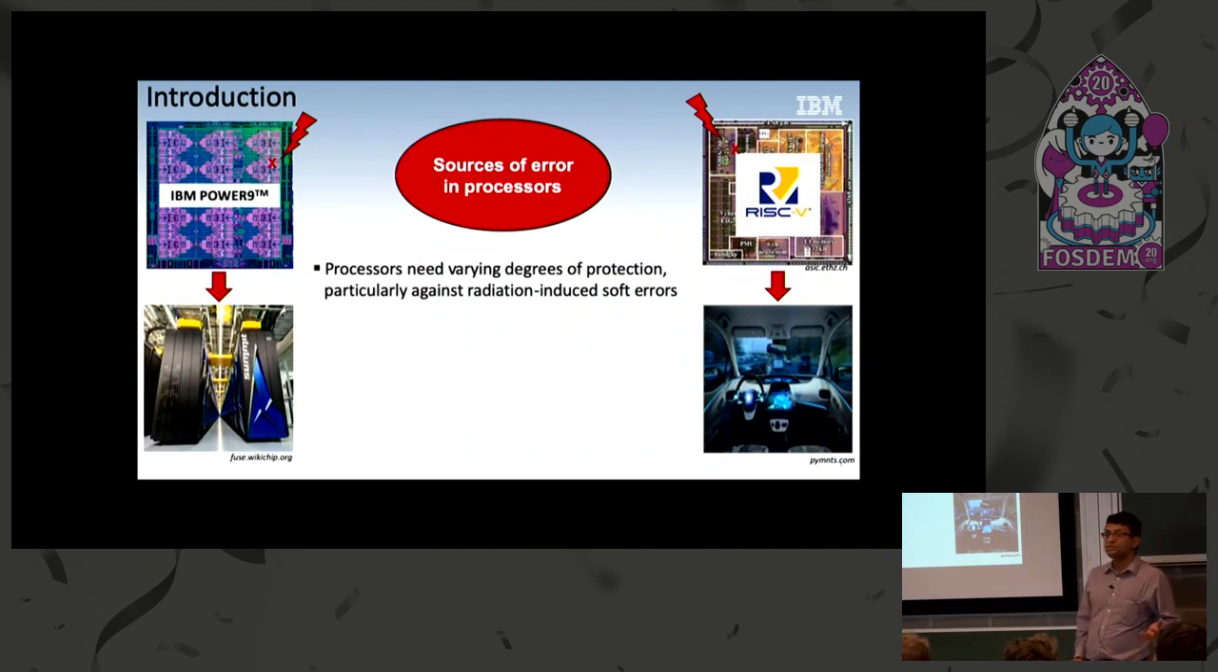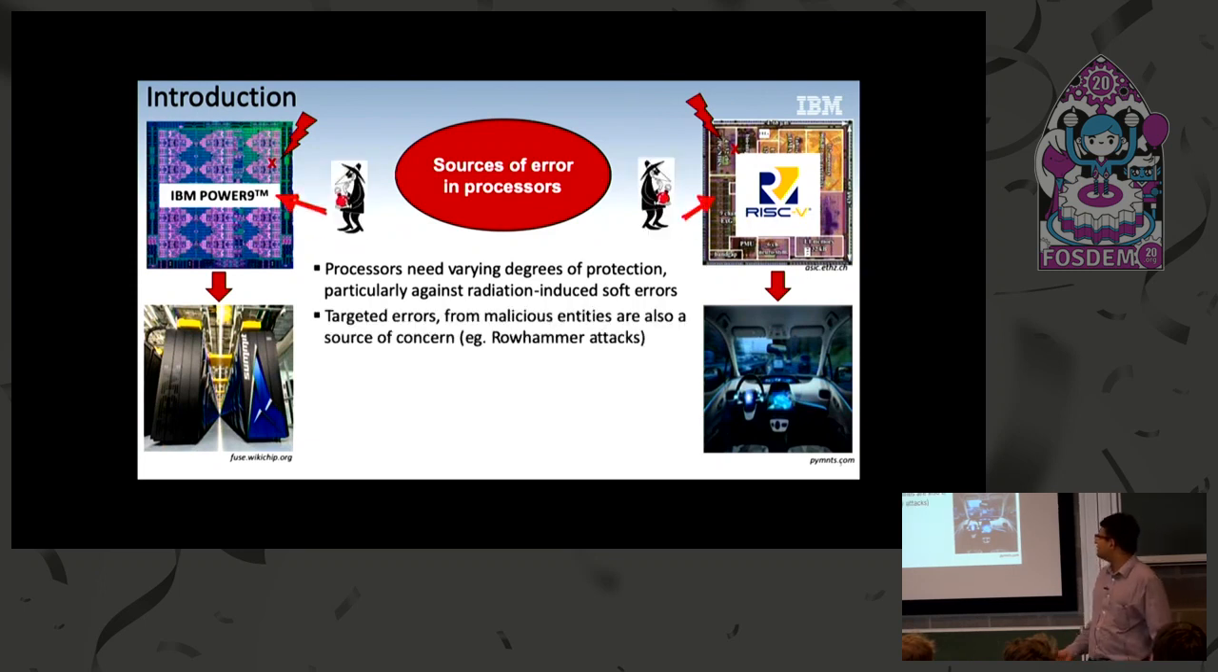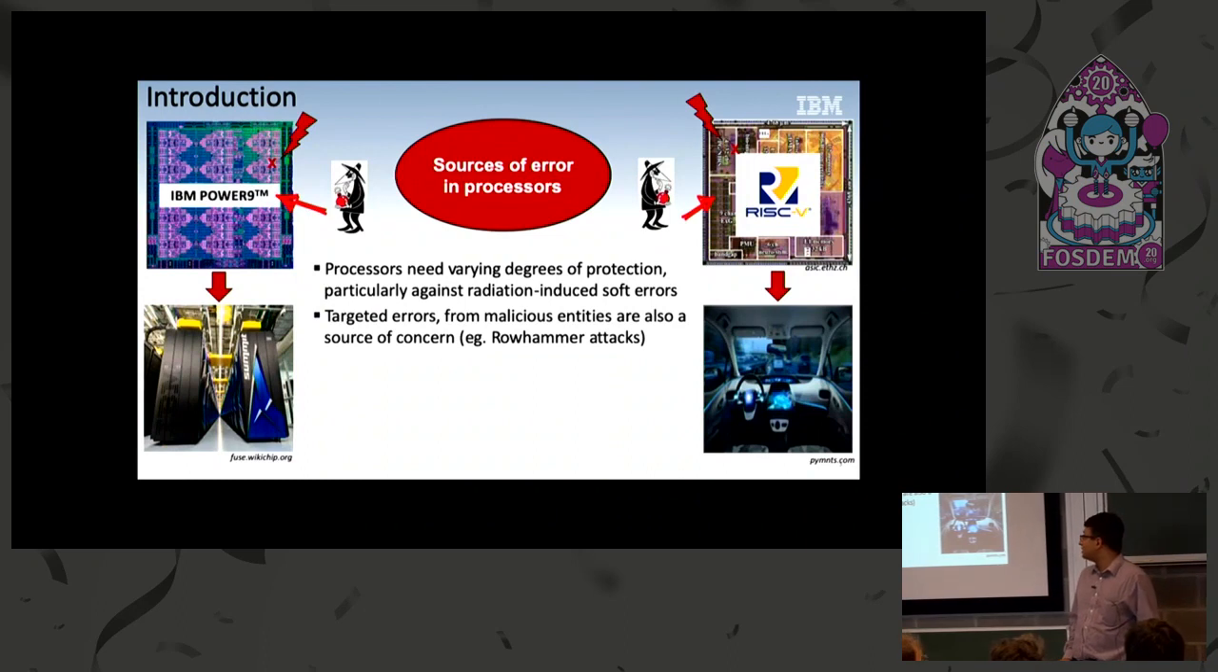One of the main issues is radiation-induced soft errors. Particularly, cores deployed in the field are vulnerable to alpha particles, beta, gamma rays, and so on. And this can cause random bit flips and consequent errors. In addition, there can also be targeted errors due to something like Rowhammer attacks, where targeted bits, particularly in memory, can be flipped. And this can cause major security violations.